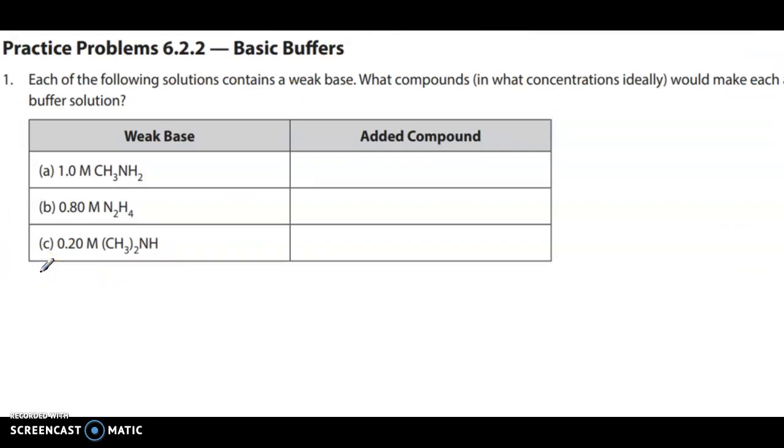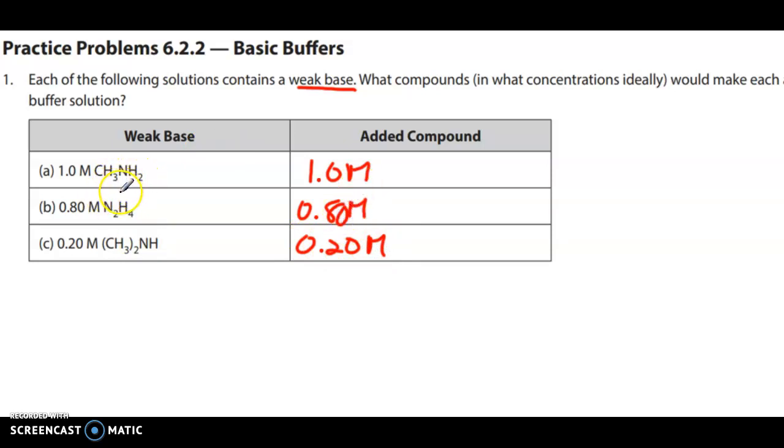Okay, so let's take a look at some of the practice problems here. So dealing with weak base buffers. So in each of the following solutions, we have a weak base. And we want to essentially say what compound or what ionic compound or salt would we add in order to make this into a buffer solution. So first of all, the concentrations we would want to be the same, right? We already know that that's the case. So we can have a ratio of 1, our original buffer.